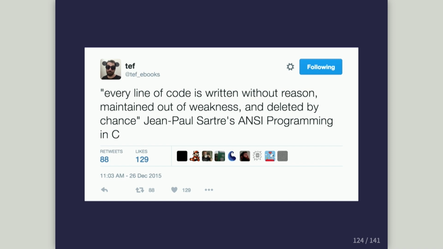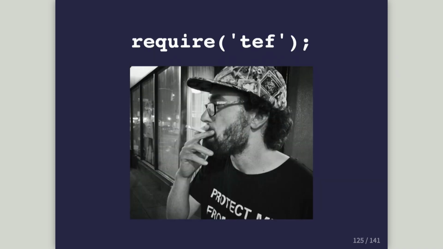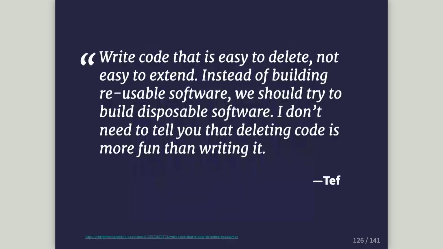So yeah, that's actually not Sartre. That's this ridiculous dude Tef here, who's an extremely good friend of mine. He writes a blog called Programming is Terrible, and he's probably right. But he wrote this amazing blog post that said, write code that is easy to delete, not easy to extend. Instead of building reusable software, which is what everyone thinks modularity is about, stop building reusable software. We should try to build disposable software. I don't need to tell you that deleting code is more fun than writing it. Hands up if you like deleting code.